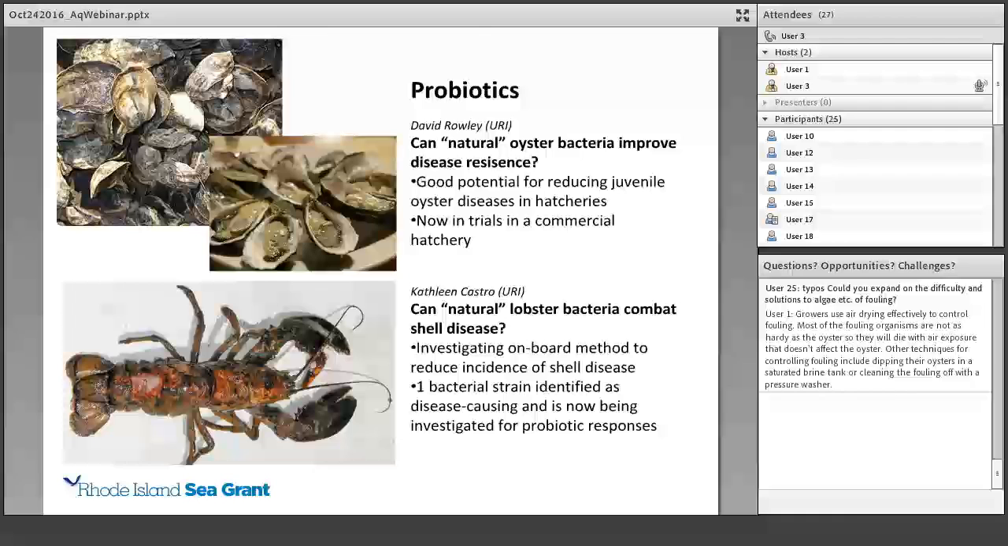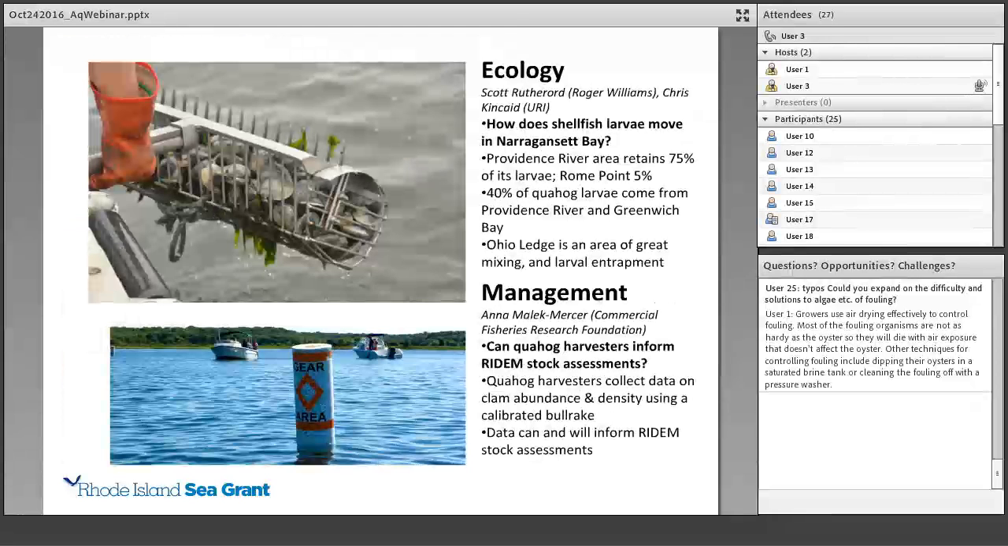We're currently funding Kathy Castro here at URI to do some work, again, looking at the natural bacterial flora on the lobster shell, to isolate some bacteria and see if she can use those to actually treat the lobsters to reduce the incidence of disease. She's just started that work. So again, the jury's out. You're going to hear me say that probably too often, but with research, we've only started funding a lot of this stuff over the past 3 to 4 years.